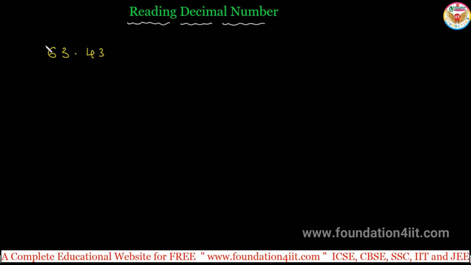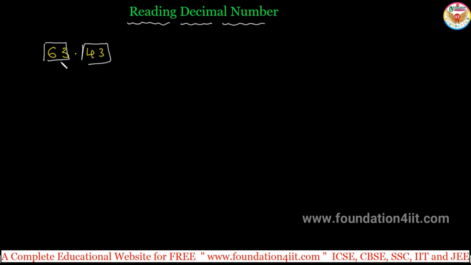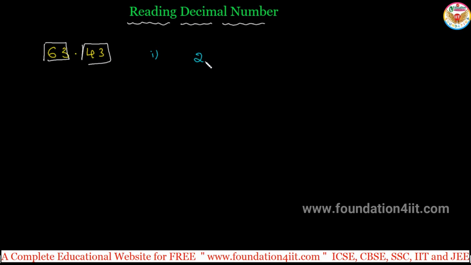The left side of the decimal point is the integral part, and the decimal part is the right side of the point. On this side we should read each digit separately, in order. So 63.43 is read as sixty-three point four three. We should not read it as forty-three; that is wrong. Let us see some examples.